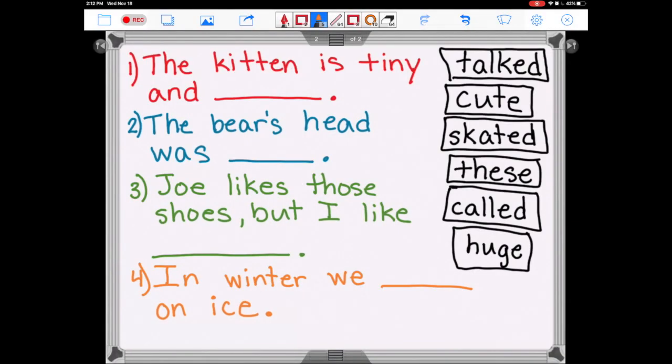Here you can see the words that we just practiced. Let's put them in some sentences. All right, here we go. Let's get red for our red sentence. The kitten, ooh, look at the kitten, is tiny and, what do you think? Tiny and talked? No. Tiny and cute. Yes. U with the E. Cute. The kitten is tiny and cute.